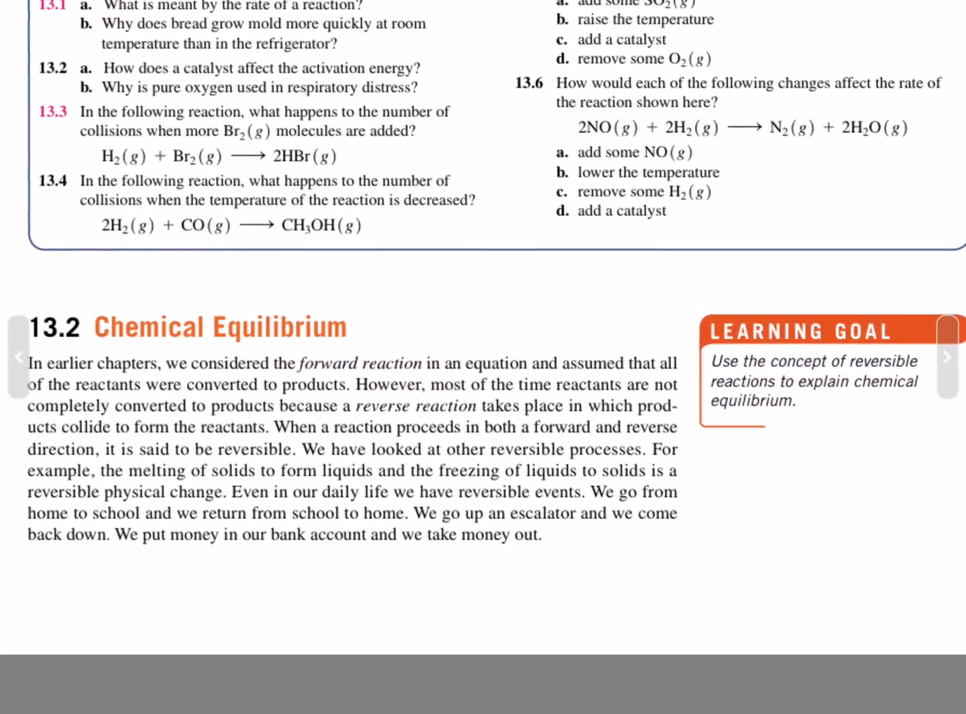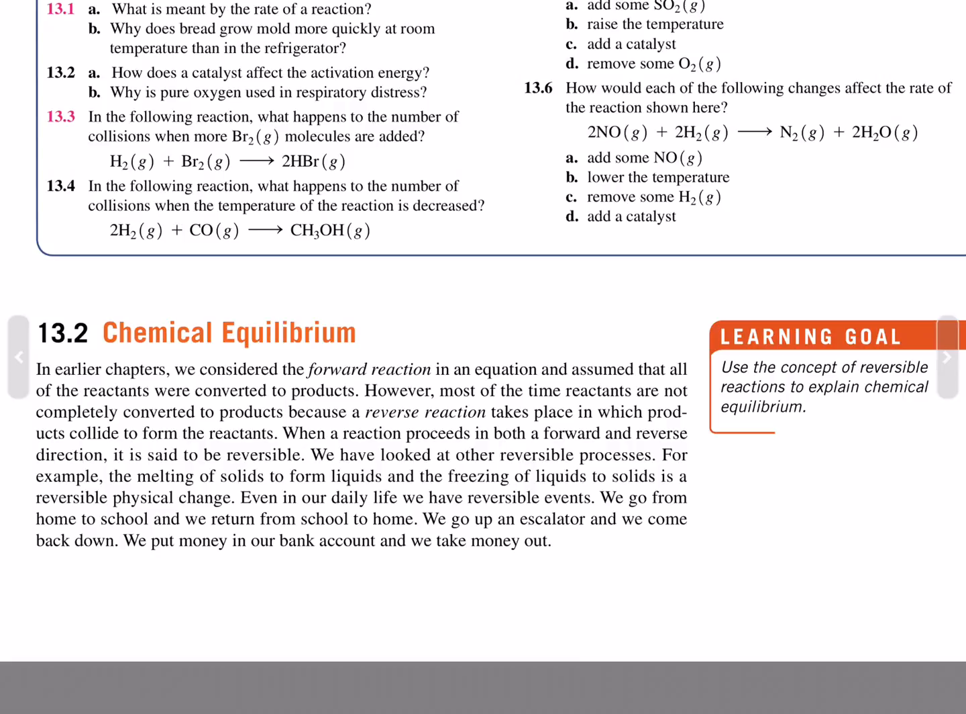Section 13.2 Chemical Equilibrium. In earlier chapters, we considered the forward reaction in an equation and assumed that all of the reactants were converted to products. However, most of the time, reactants are not completely converted to products because a reverse reaction takes place in which the products collide to form the reactants. When a reaction proceeds in both a forward and reverse direction, it's said to be reversible.